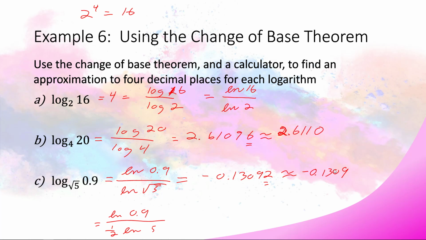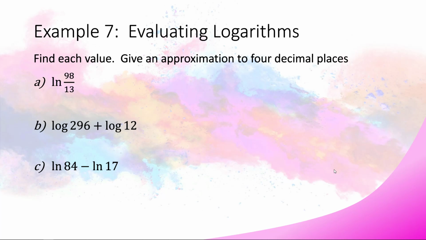I have one more set of examples, and these are basically designed to help you with your homework, because you actually see a lot of these. And the first one is the natural log of 98 divided by 13. Now, using what you know about the quotient property of a logarithm, we could write that as the natural log of 98 minus the natural log of 13. I really don't prefer to do that. I would prefer to go ahead and just do this directly.